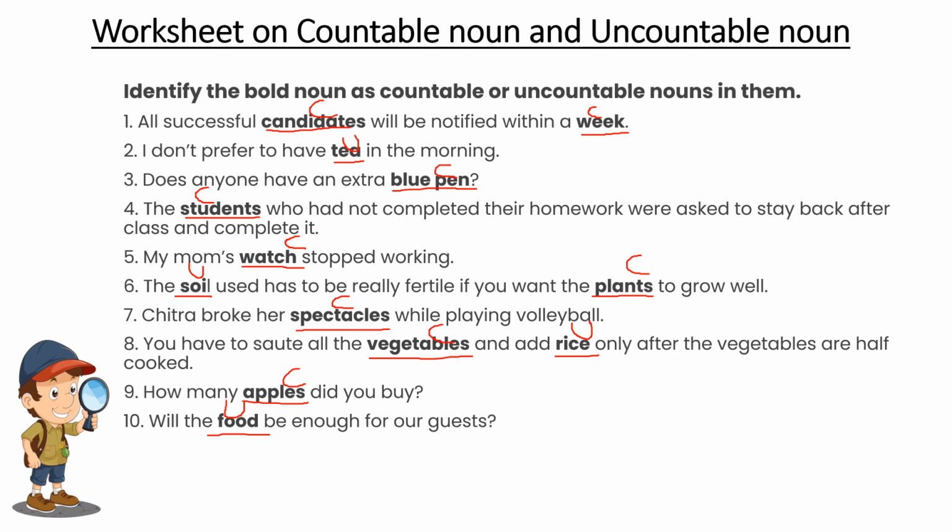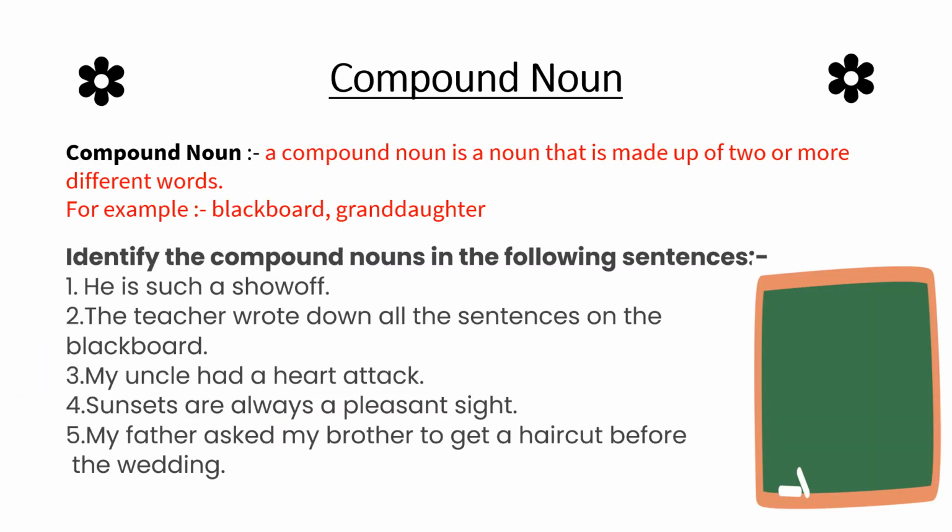So let's move forward. Compound noun. Now a compound noun is a noun that is made up of two or more different words, that is, the combination of two or more words. For example, blackboard, granddaughter, mother-in-law, father-in-law. So these are all compound nouns. Now there are a few sentences given below. We have to identify which are the compound nouns.